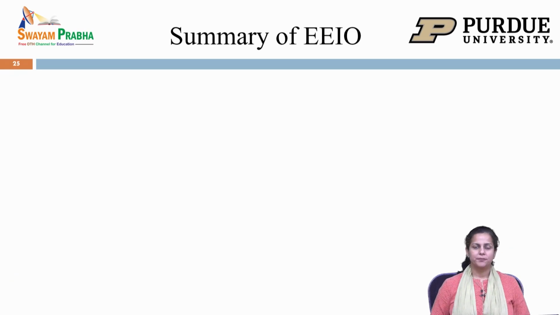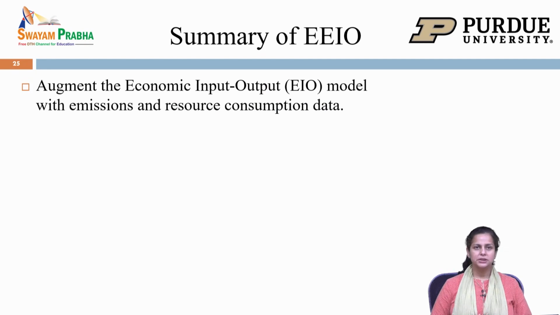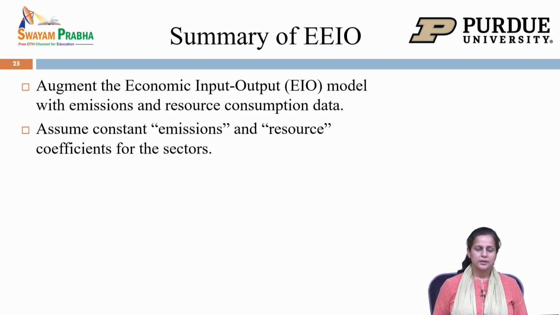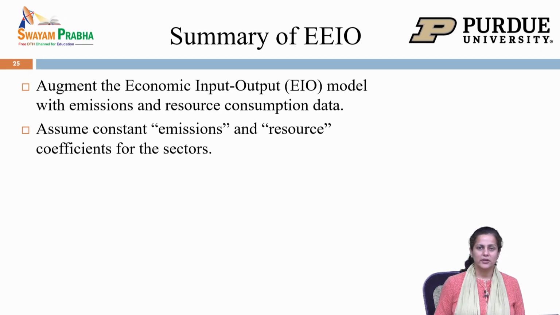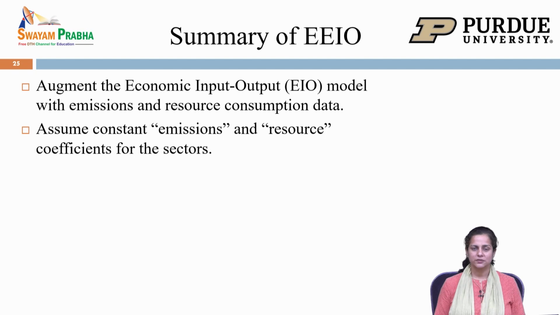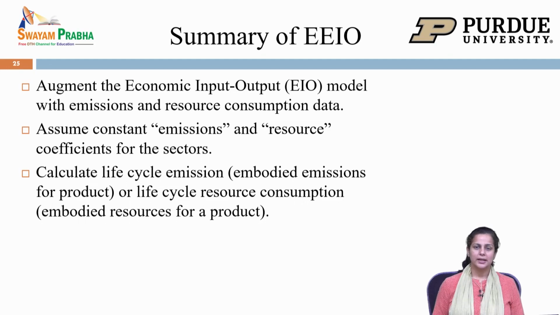So, let us go to the summary of EEIO. EEIO is mainly when we augment the economic input-output model with emissions and resource consumption data for a particular economic model that we have collected originally. We then assume constant emissions and resource coefficients for the sectors, and this assumption is mostly valid for the short time period because there is not a significant change in the emissions as the technology is fixed. Then we can calculate the life cycle emissions, which is the embodied emissions for a product, or life cycle resource consumption, which is the embodied resource for a product, using the Leontief model and the emissions and resource coefficients.